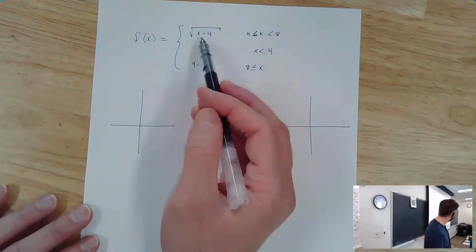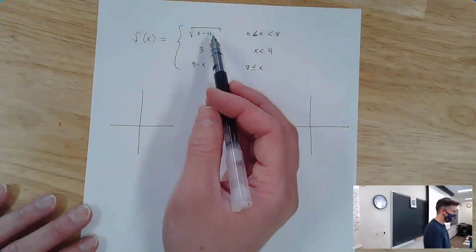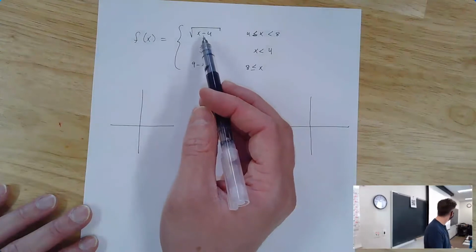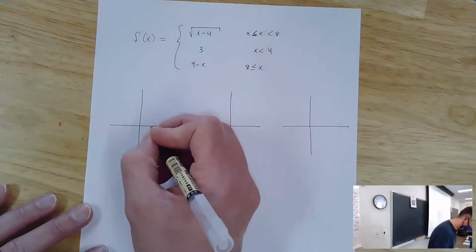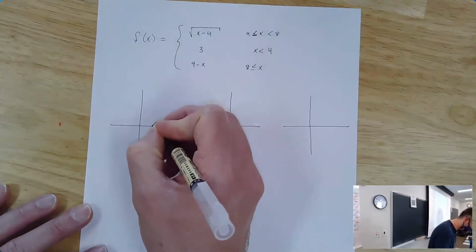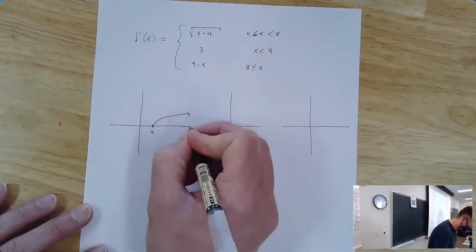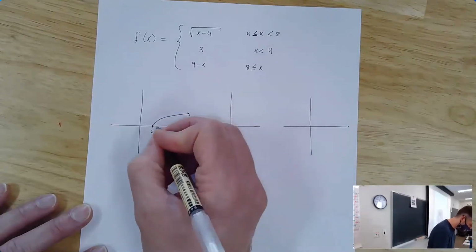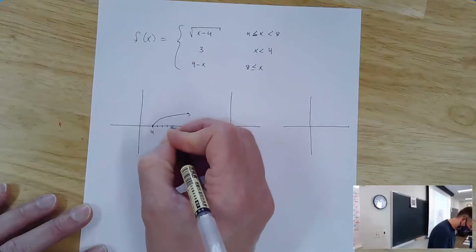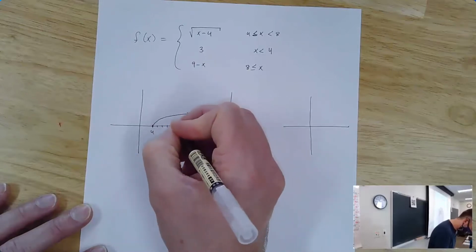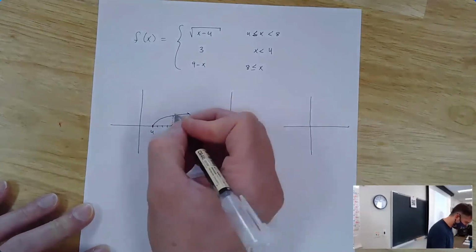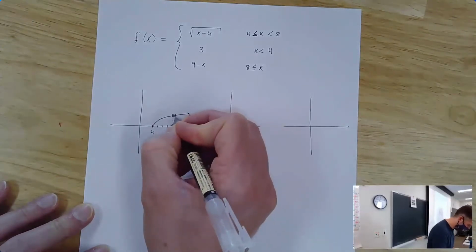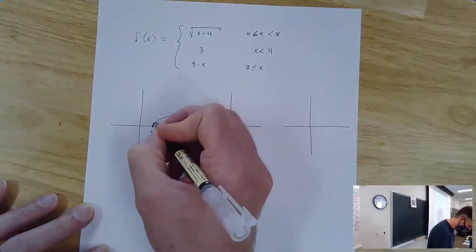So square root of x minus 4 looks like your usual square root function shifted 4 to the right. So 4, boom, square root. But we only want everything from 4 to 8, so we're going to stop at 8. And I don't want to include that point there, so I know it's going to have an open circle. I really just want all of this.